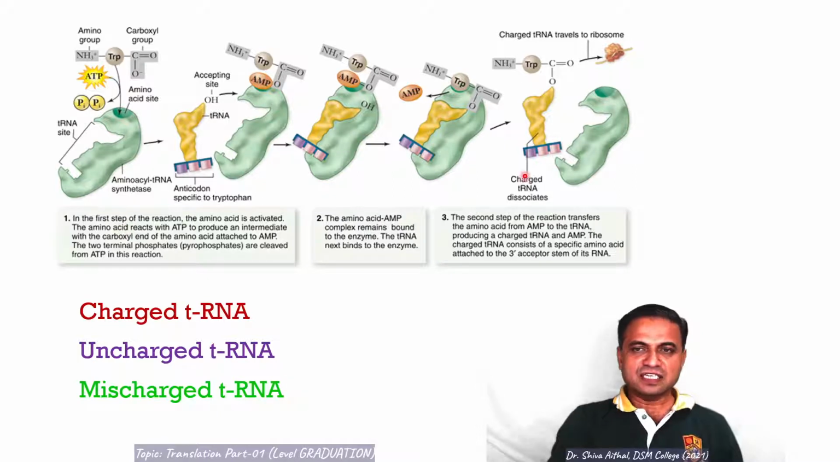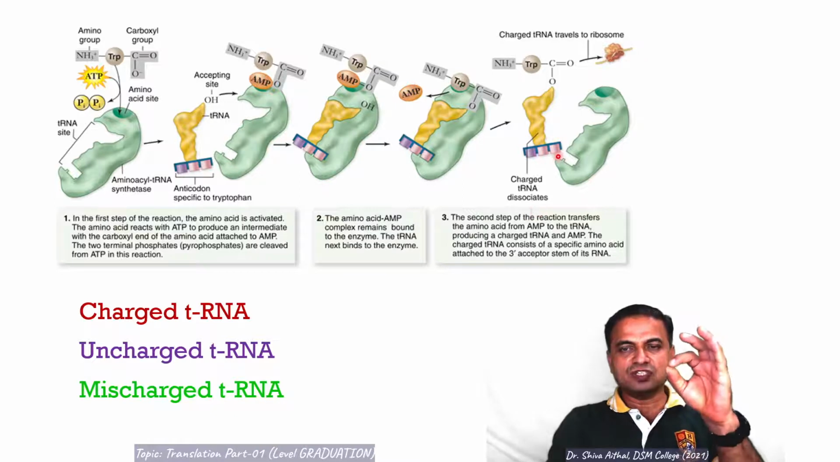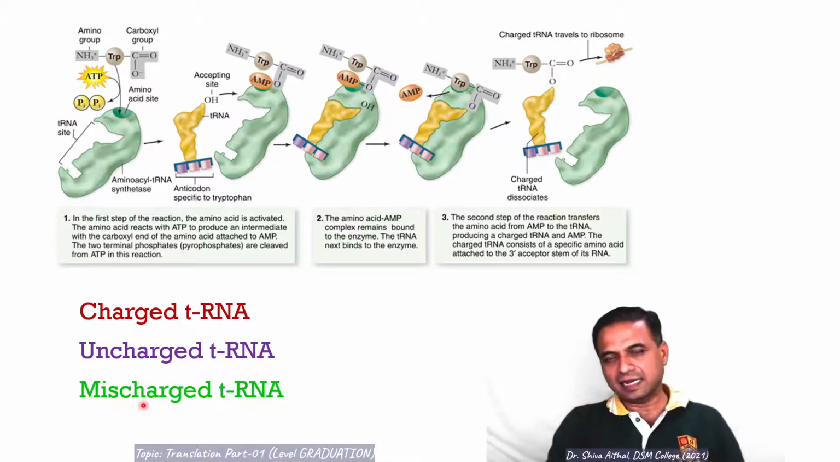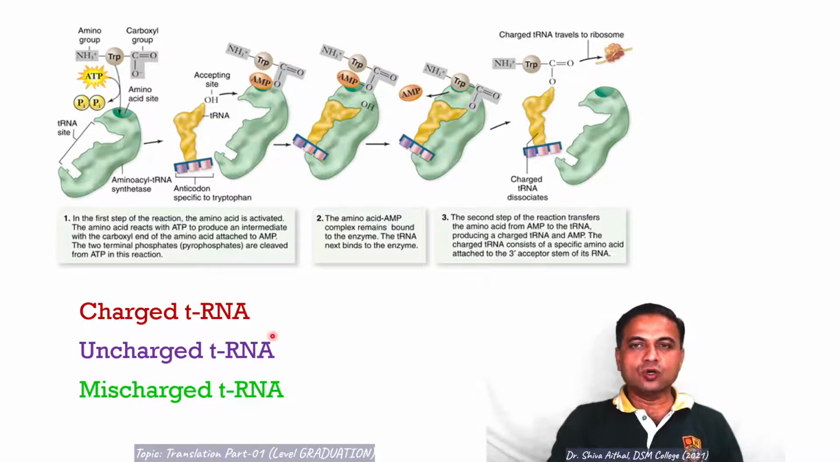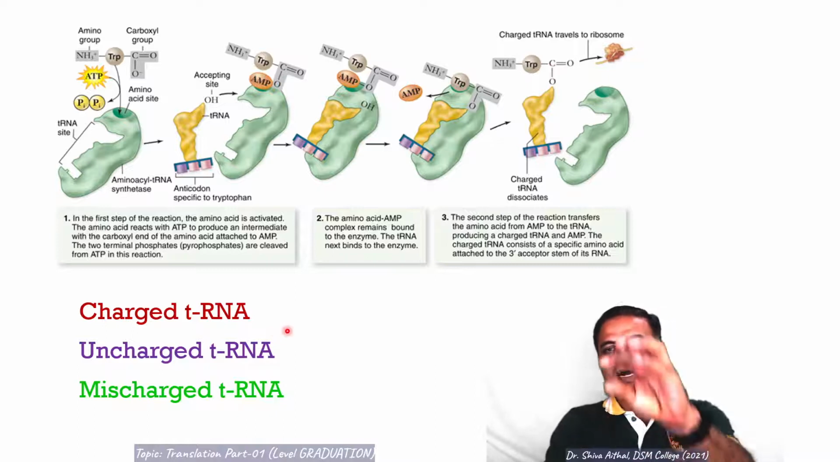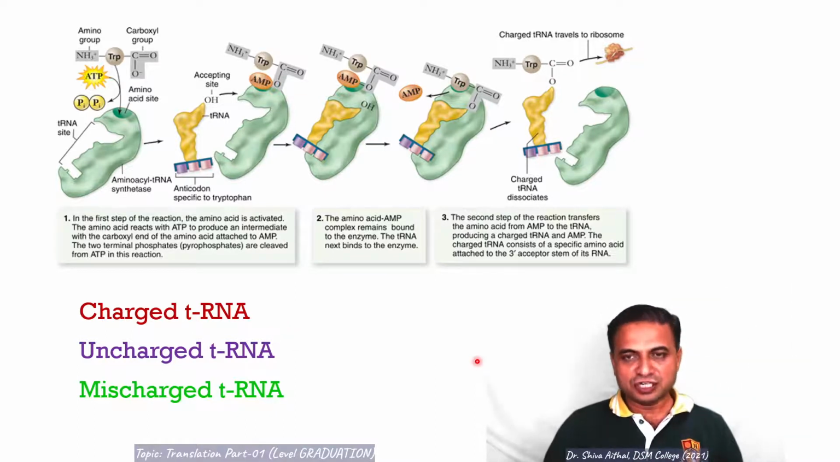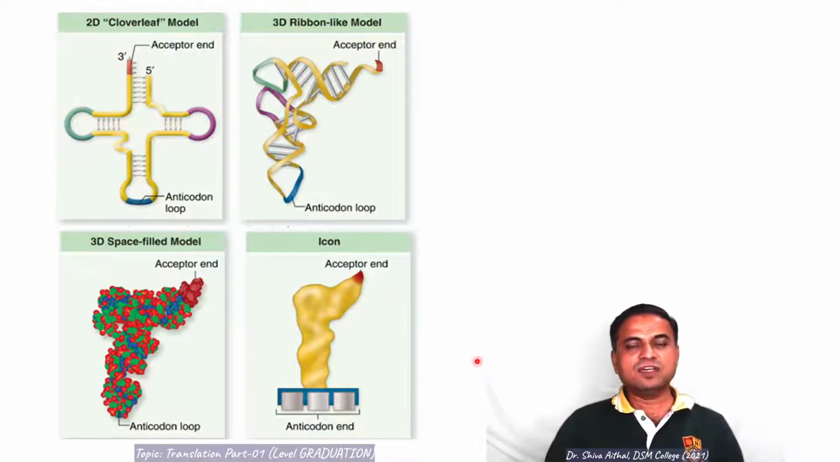If this charging is perfect, it is called a charged tRNA. If this charging is wrong, there is a wrong incorporation of amino acid, it is called a mischarged tRNA. Rarely that happens. And if there is no charging taking place, or a tRNA without an amino acid, it is called an uncharged tRNA. So these are the various structures which you may find in the books. These are just depictions, mere depictions.